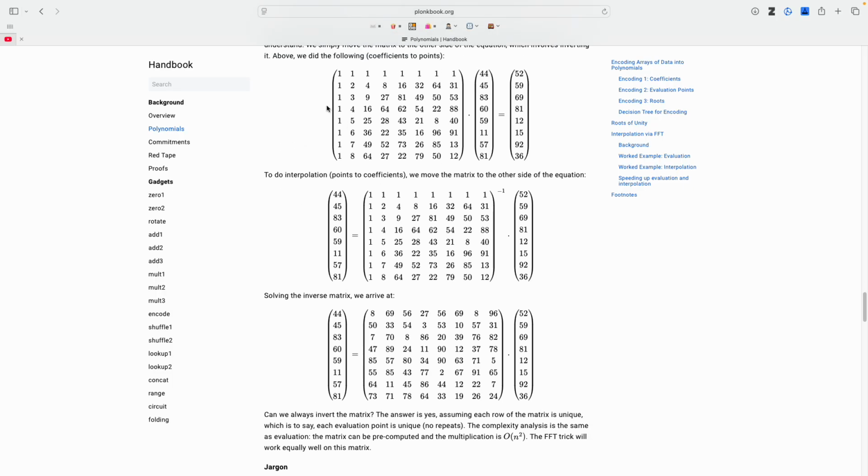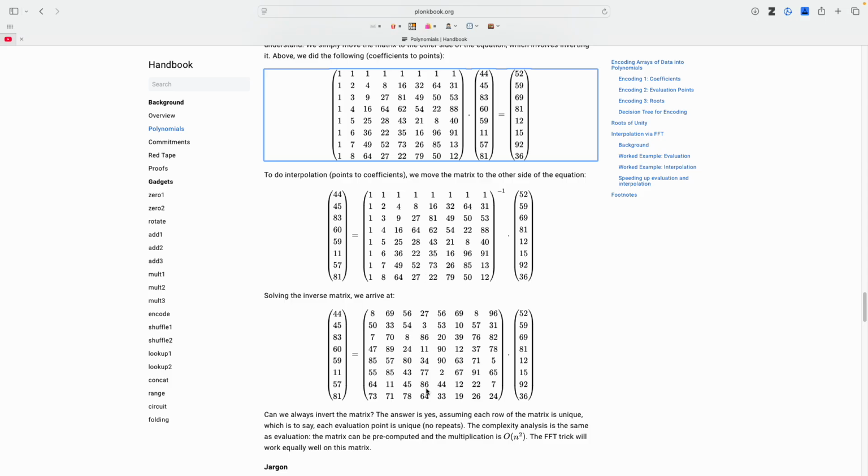I'll just show you here. I won't put it in the notes. So I have this, and what I want to do is move this to the other side. So I take the matrix, I move it over, I invert it, and now I have this equation. Once I apply the inversion to the matrix, then all the coefficients change.